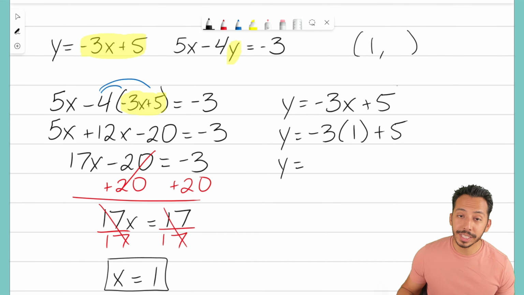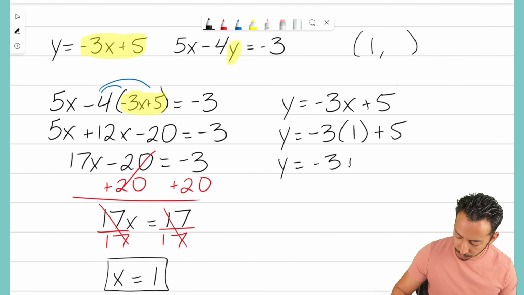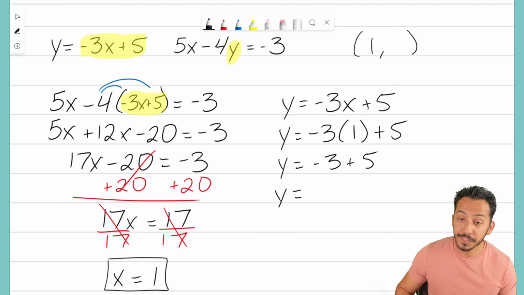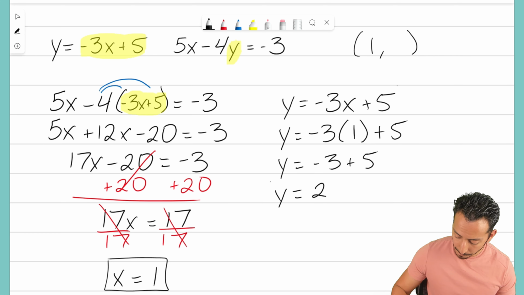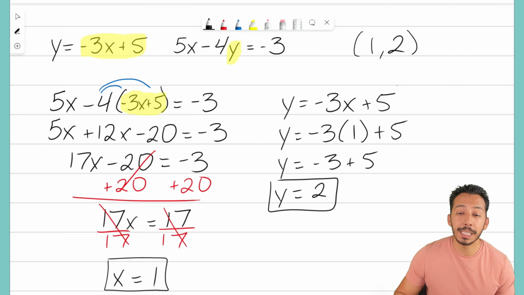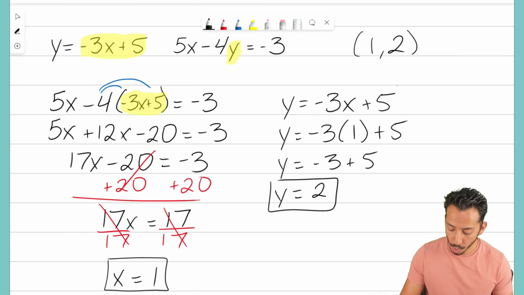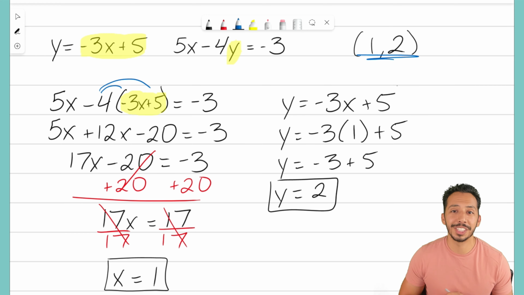Let's see, negative 3 times 1 will give us negative 3 plus 5. If negatives mess you up, get a calculator. There's no shame with that. Negative 3 plus 5 will give us positive 2. That is the point of intersection, 1, 2. That is how you use the substitution method.